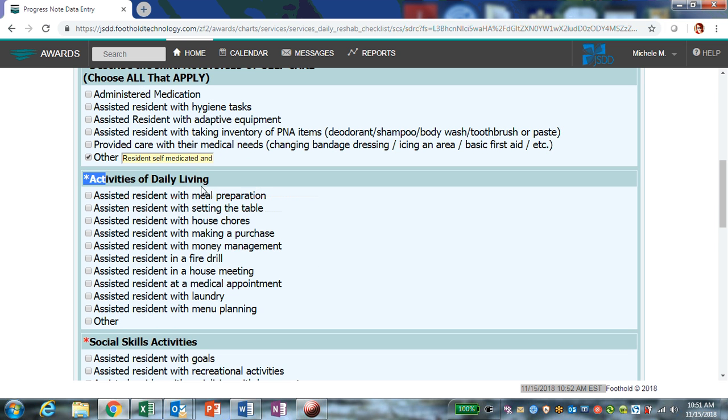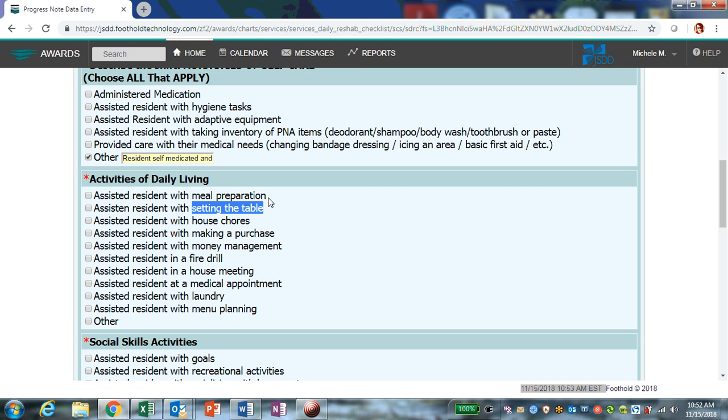Okay, activities of daily living. Assist resident with meal prep. Assist resident with setting the table. Assist resident with house chores. Assist resident with making a purchase. Money management. Fire drill. House cleaning. Medical equipment. Laundry. Menu planning. This is also to get you guys to think about how we're supposed to be working with our individuals, okay?